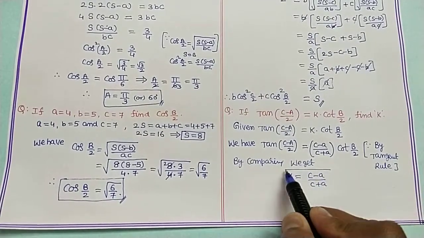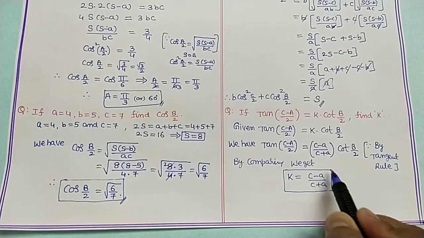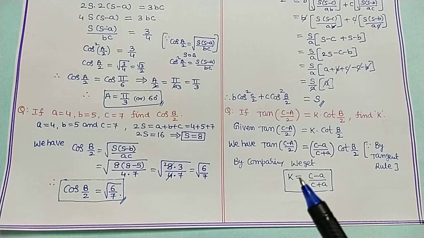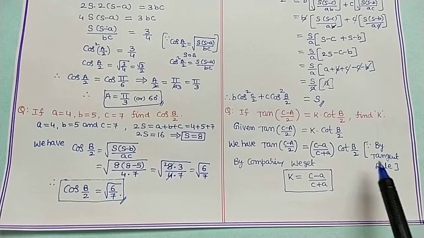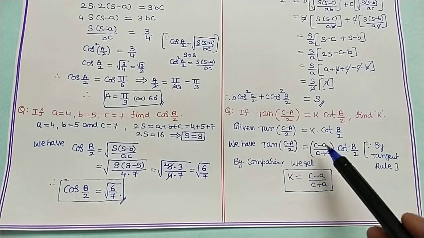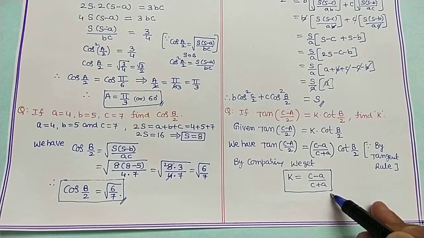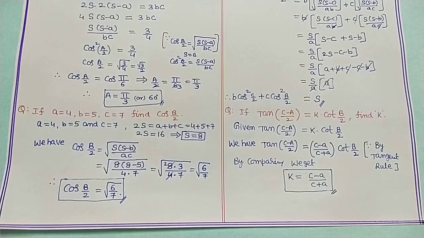In the examination, how they will ask the question is like this. First you have to write given. After that, for writing the formula, tangent rule, 1 mark. After that, comparing and getting the value of k, 1 mark. This is the way they are asking. We'll move to the next question.